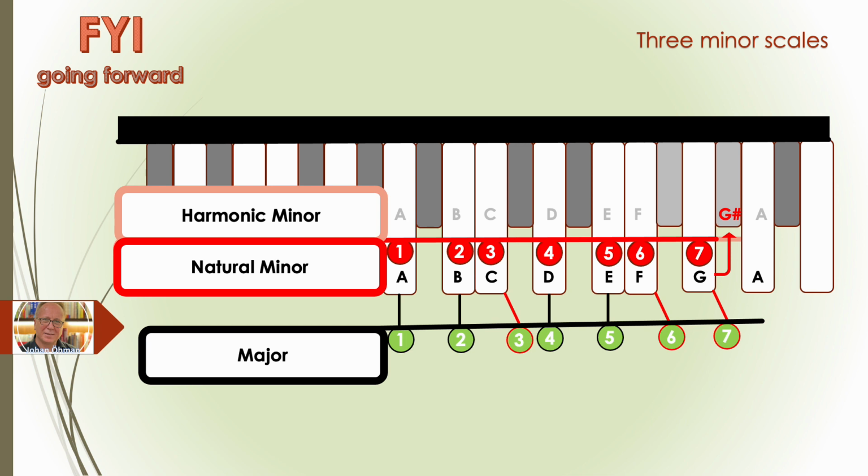And don't be surprised if you see the harmonic minor concept. It's actually another minor scale. It's not the natural minor scale, it's a harmonic minor scale. But the difference there is the 7. The harmonic minor scale has a major 7.